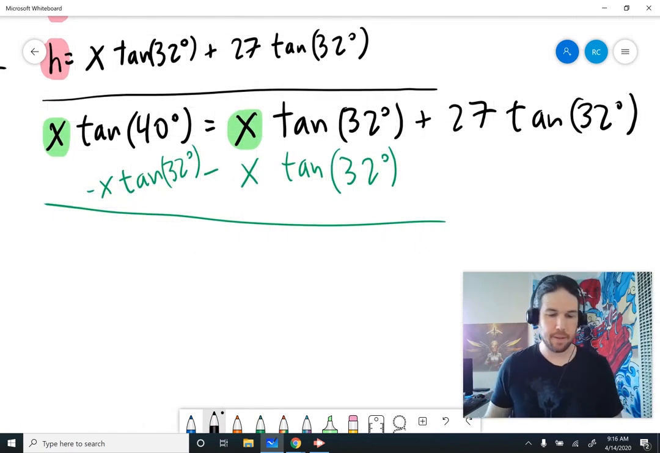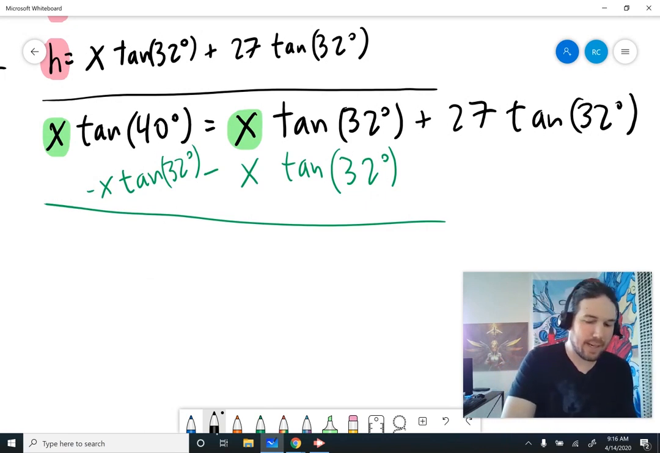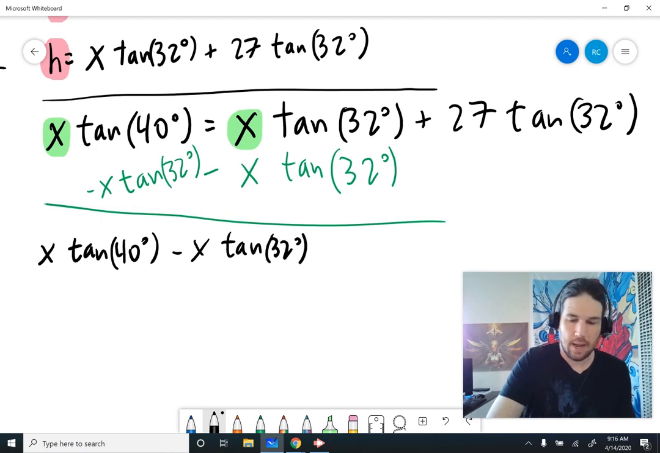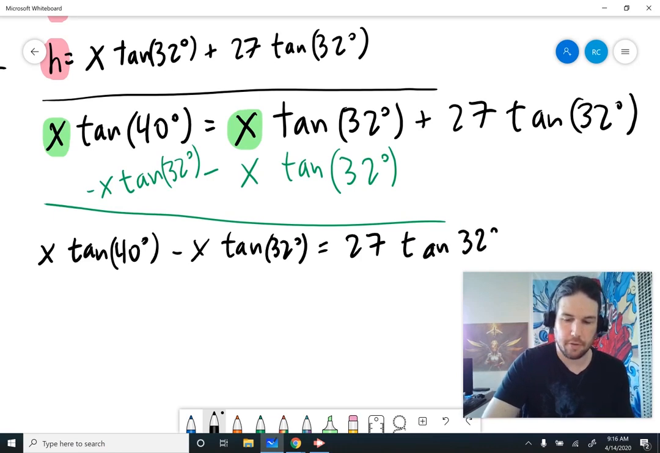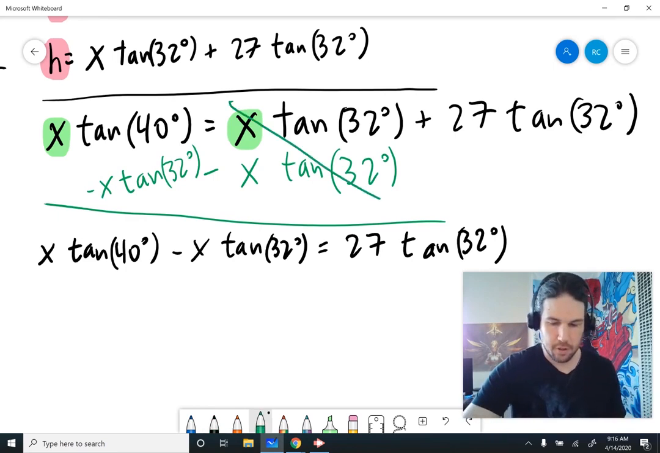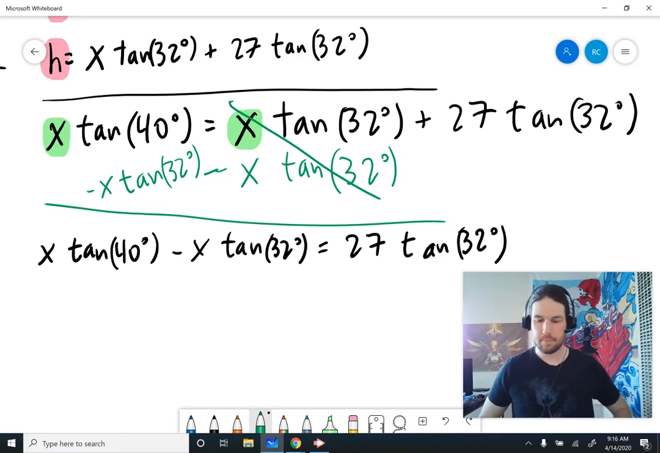And I end up with, now, not really a heck of a lot I can do to combine these. So I get x times tangent of 40 degrees minus x times tangent of 32 degrees, and that's going to equal 27 times tangent of 32 degrees, right? Over here on the right side, these two cancel, the positive and the negative. So we're just rearranging things a bit.